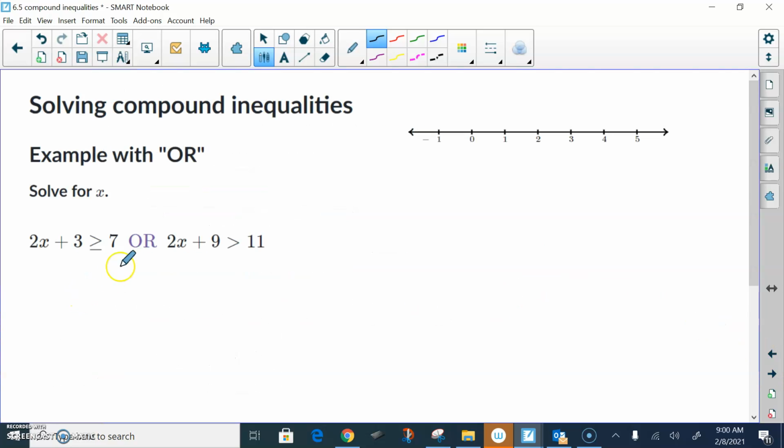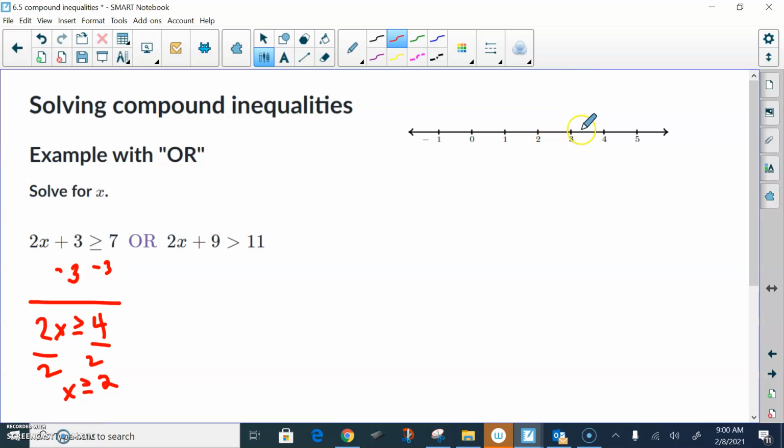All right, let's practice. We're going to start with an or, and we're going to start with our two-step inequalities. We know how to do this. The first thing you want to do is get rid of that 3, so we subtract 3 from each side. You get 2x is greater than or equal to 4. Divide each side by 2. So x has to be greater than or equal to positive 2.